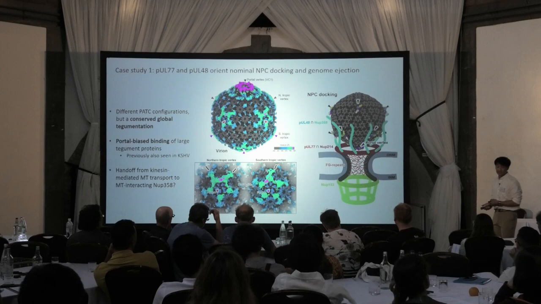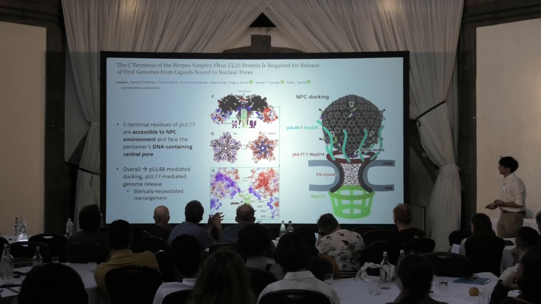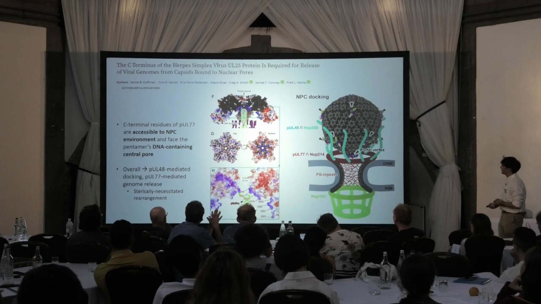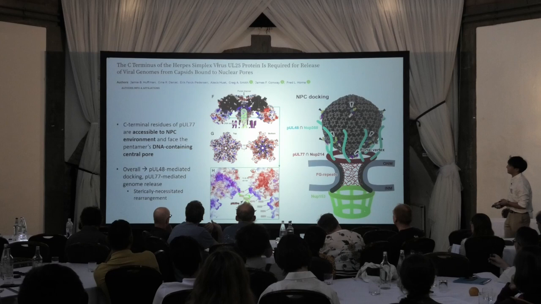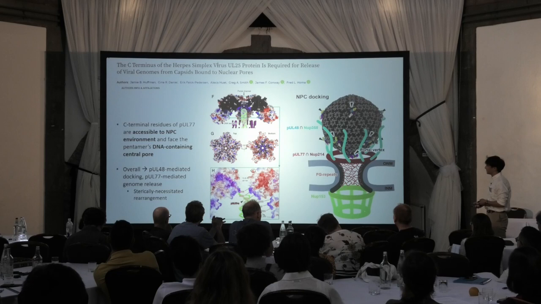Wrapping up here, our structure also makes sense with some existing chemical data showing that the C-terminus of the portal cap has to be exposed to the central channel of the NPC in order for genome encoding to occur. And indeed, our C-termini are, in fact, exposed to the surface.